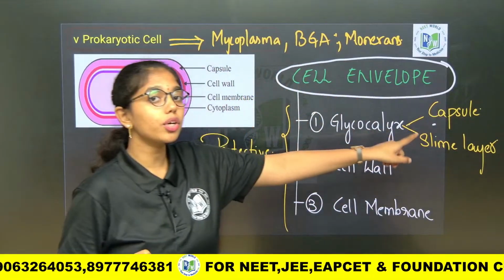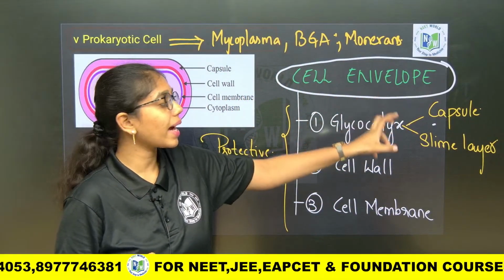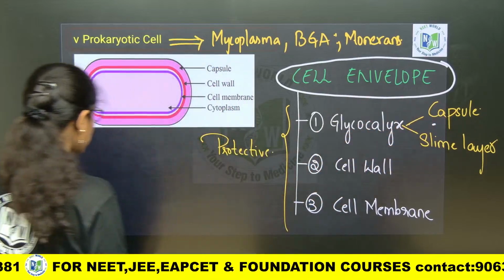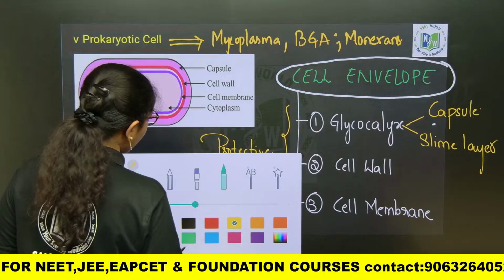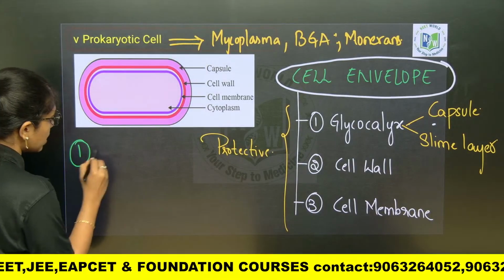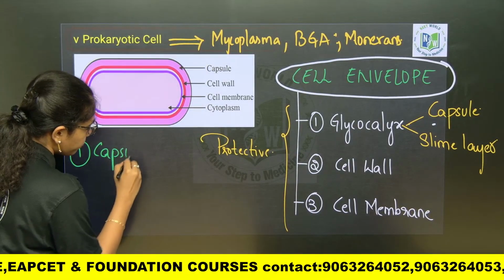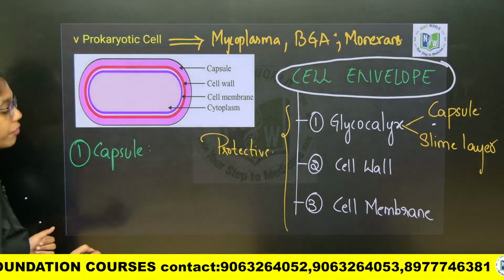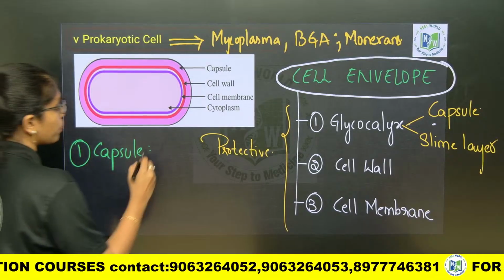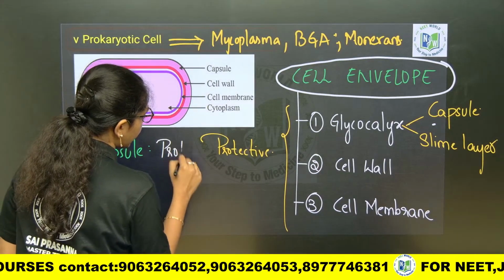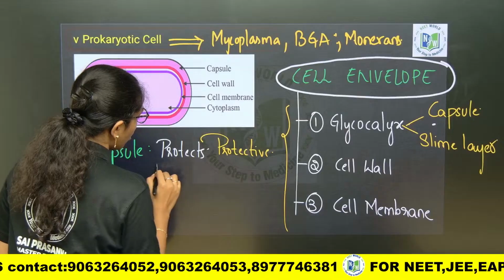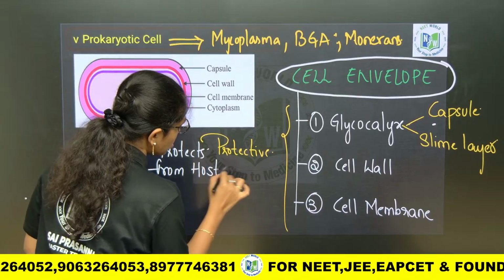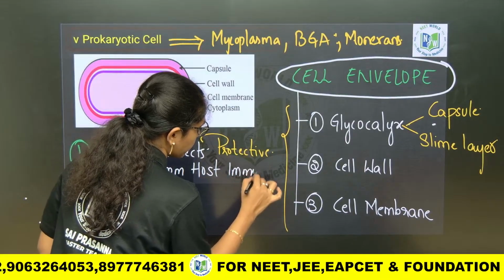First we will look into what benefit the bacteria gets if the outer layer is a capsule. If the outer layer is a capsule, the bacteria can protect itself from the host immune system.